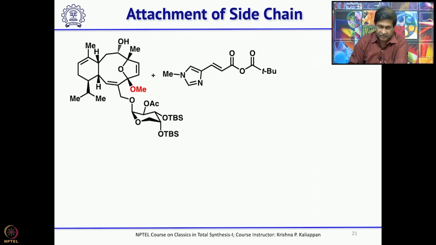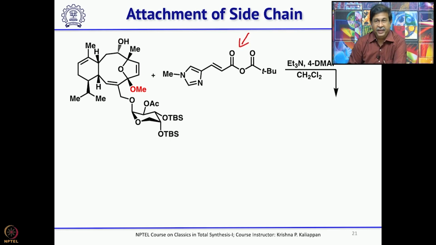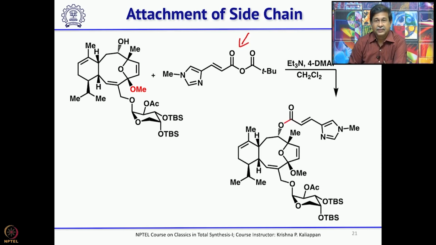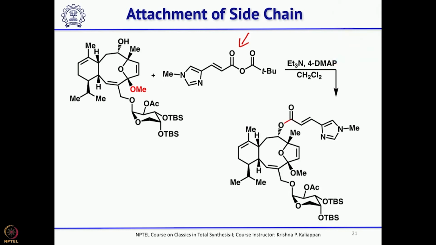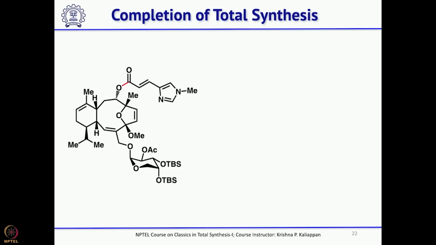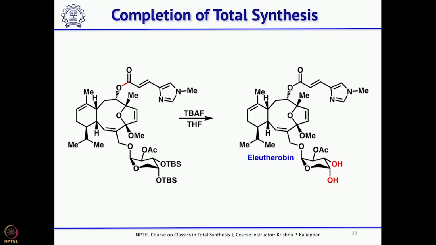Okay. So, already we prepared this side chain, mix these two in the presence of base, that gives the alpha beta unsaturated ester. Okay. So, you have this. Next, only one step, that is to remove the TBS group. There are two TBS groups in the sugar unit and that can be easily removed by a fluoride agent. So, TBAF treatment will remove the TBS groups, leading to the formation of the natural product eleutherobin.